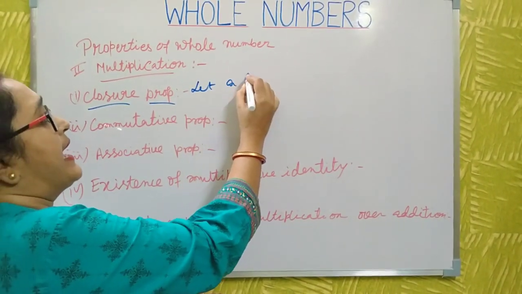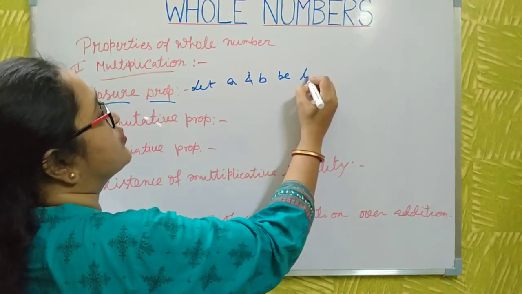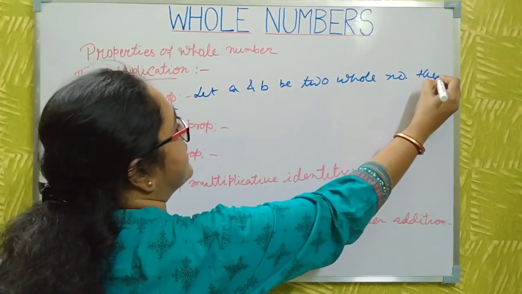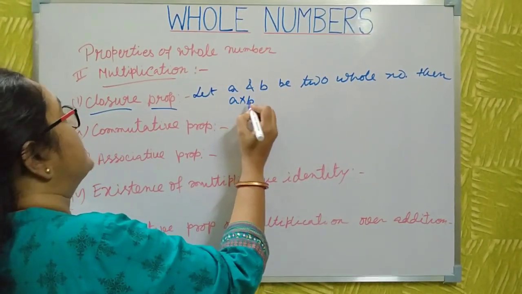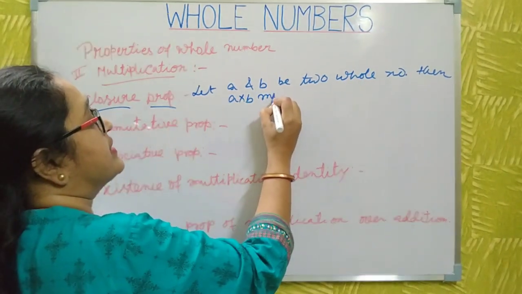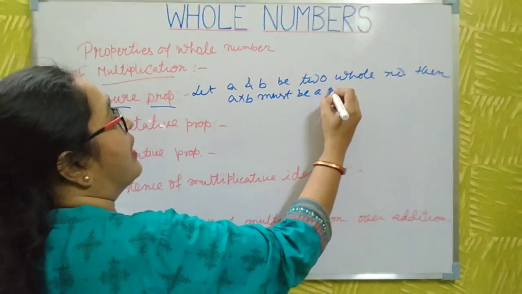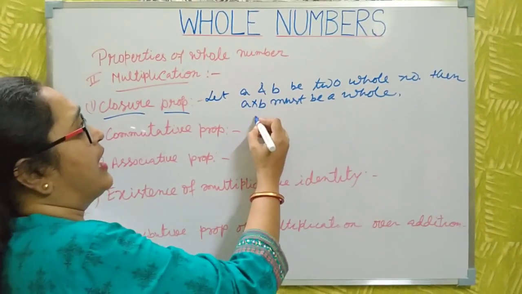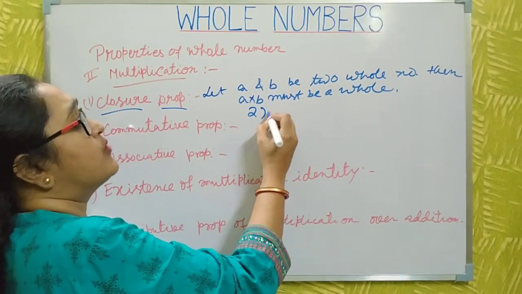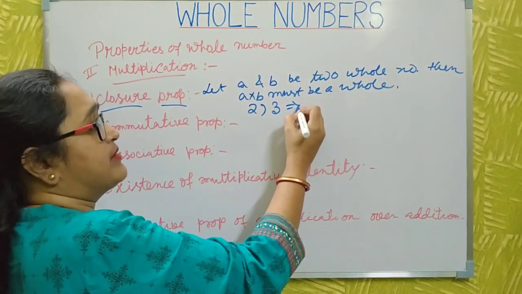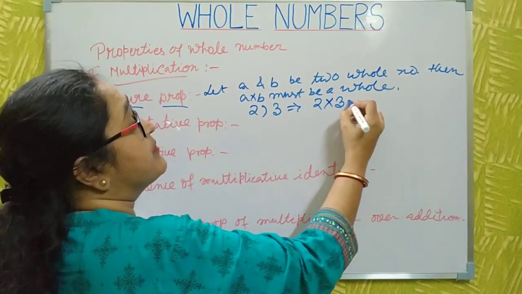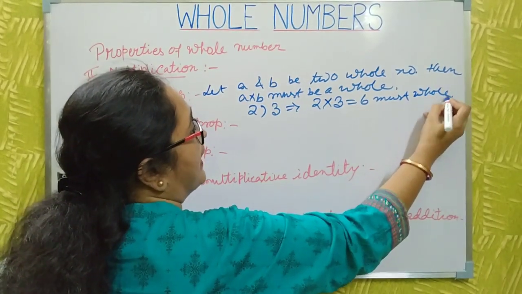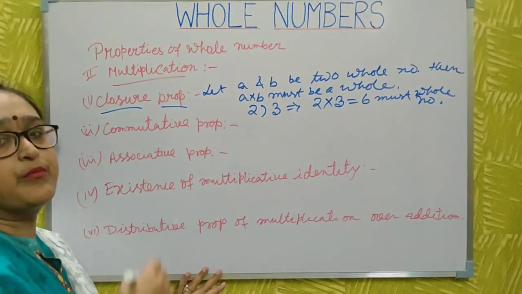Let A and B be two whole numbers, then A into B must be a whole number. Okay, understood? Now I take an example. 2 and 3 are whole numbers. Then that implies 2 into 3 is 6, which must be a whole number. This is called the closure property.